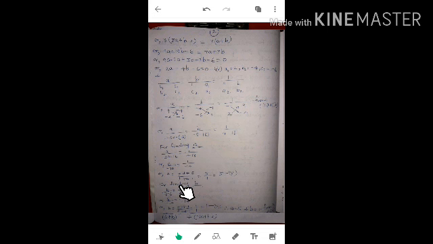Minus 70 divided by minus 14. Minus sign will be cancelled out. 14 ones are 14 and 14 fives are 70. And then it is 5 by 1, and 5 by 1 can be simply written as 5. So value of A is 5. Say this one is the fifth equation.